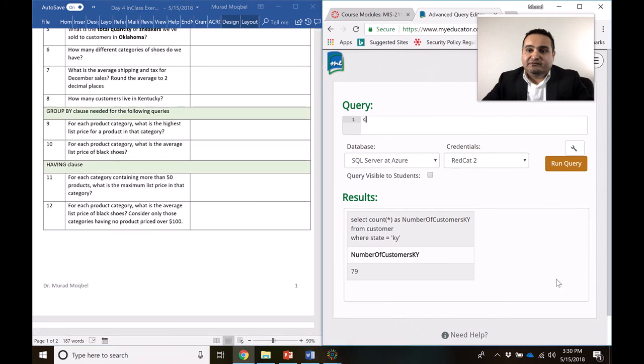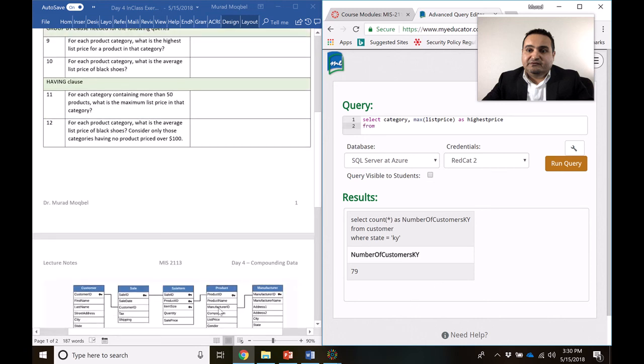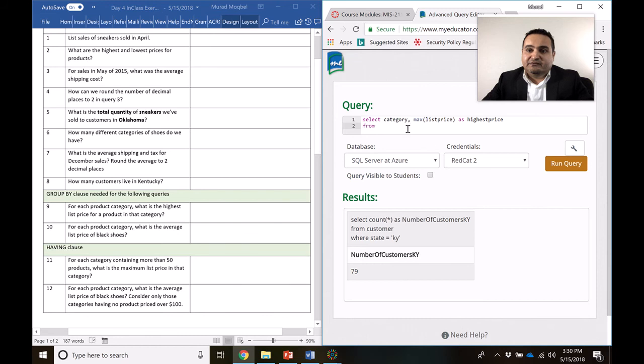So I will say select category because I want the category column to show first. And then they said what is the highest, so that's a max list price as highest price. So from, what is the name of this table? Product. Alright, from product.